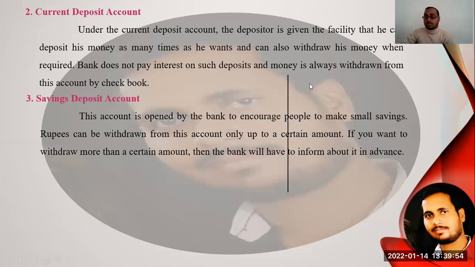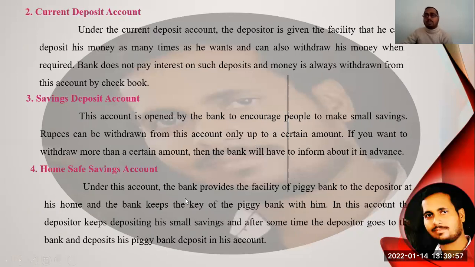Now the fourth kind of account is one of the most significant accounts in the current banking system. It is the home safe saving account. Under this account, the bank provides the facility of piggy banks to the depositor at his home, and the bank keeps the key of the piggy bank. The depositor keeps his small savings in it, and after some time the depositor goes to the bank and deposits his piggy bank savings in his account.